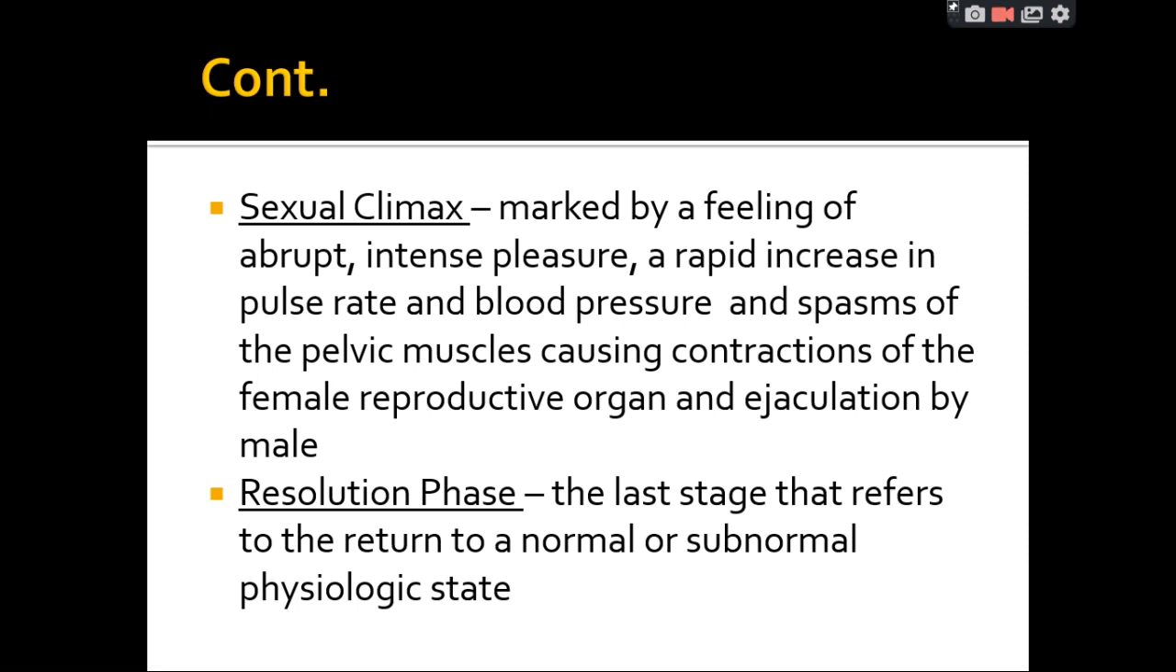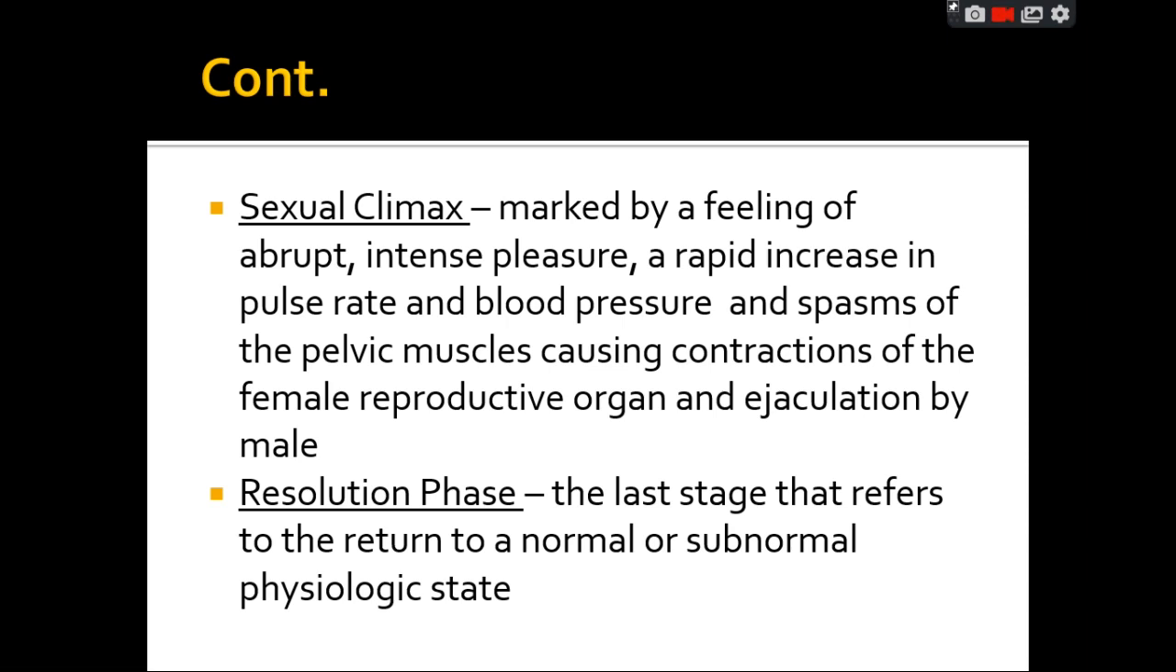All right, and there are also some changes in the physical and also in the disposition or emotional disposition of the person. Okay, so there is a feeling of abrupt, intense pleasure. Okay, rapid increase in the pulse rate and the blood pressure, and also the spasm of the pelvic muscles, which can cause contraction of the female reproductive organ. And for the males, there is an ejaculation of the semen, which contains the sperm cells.